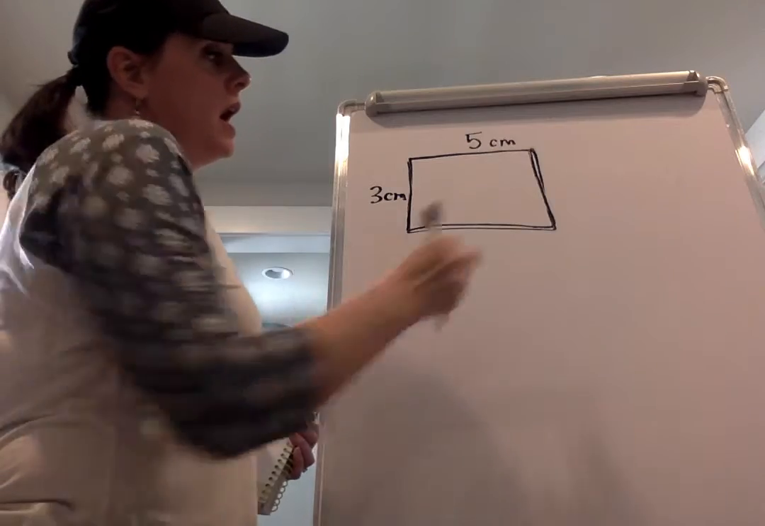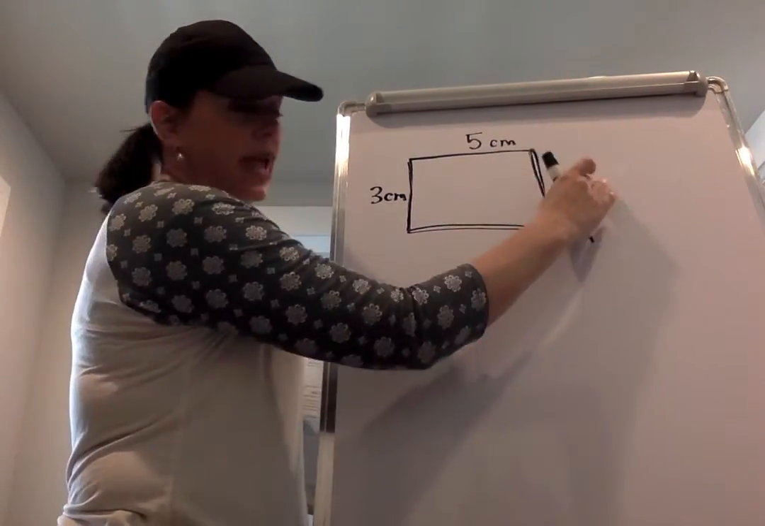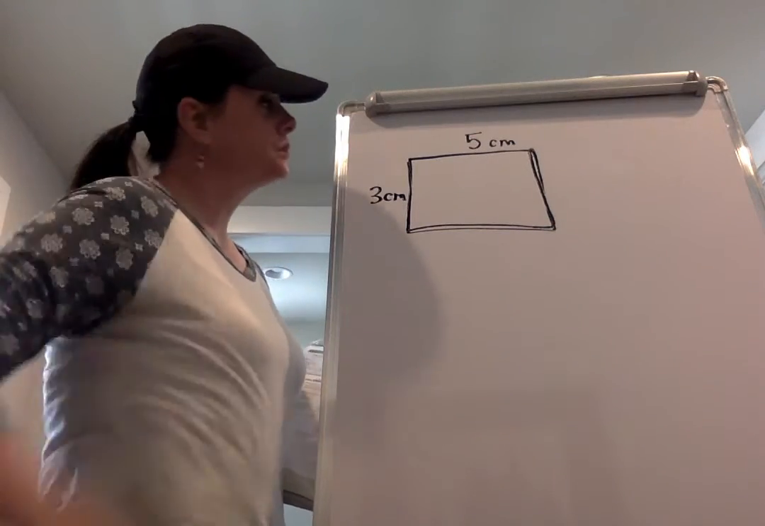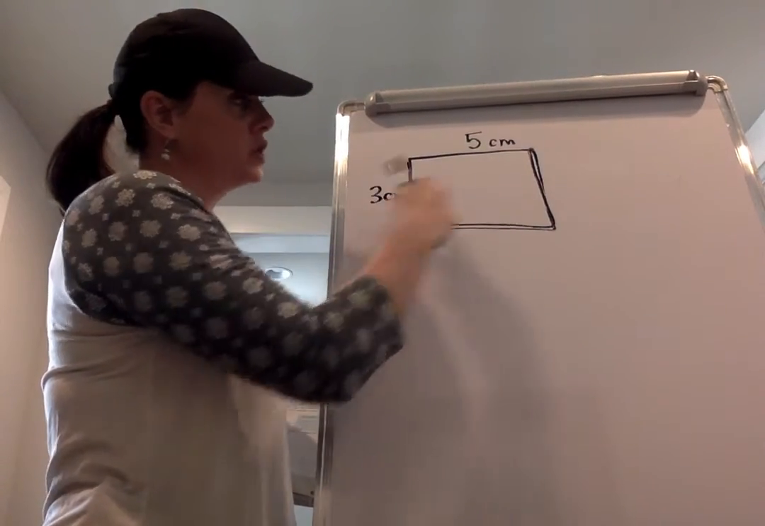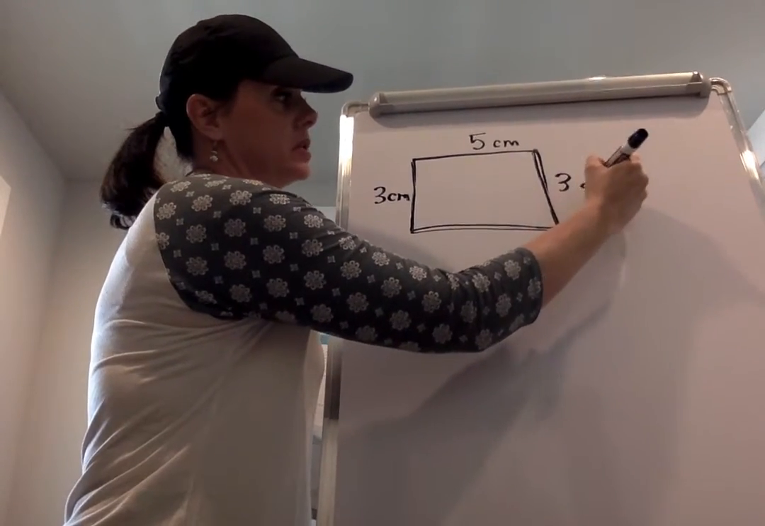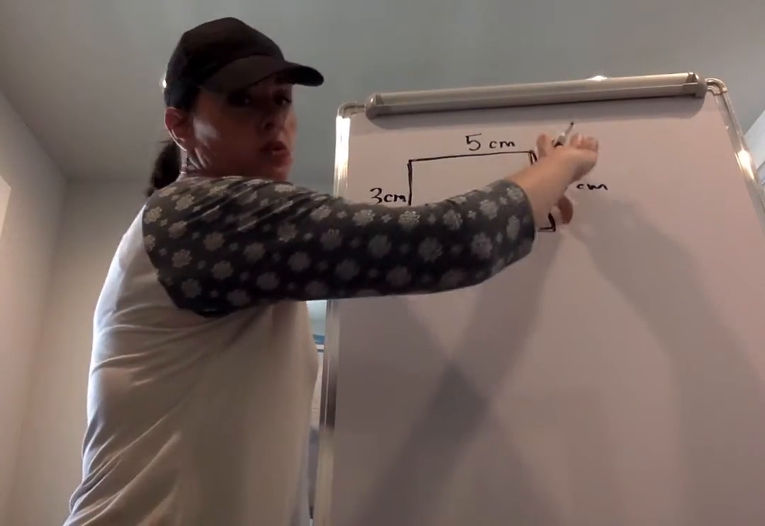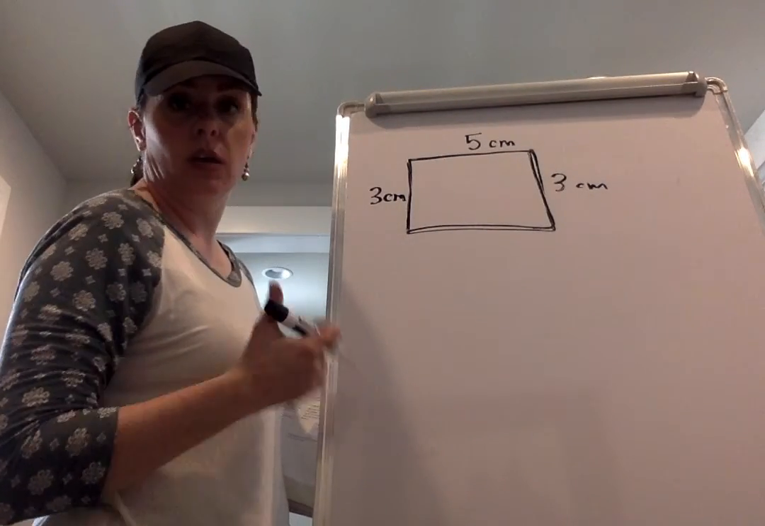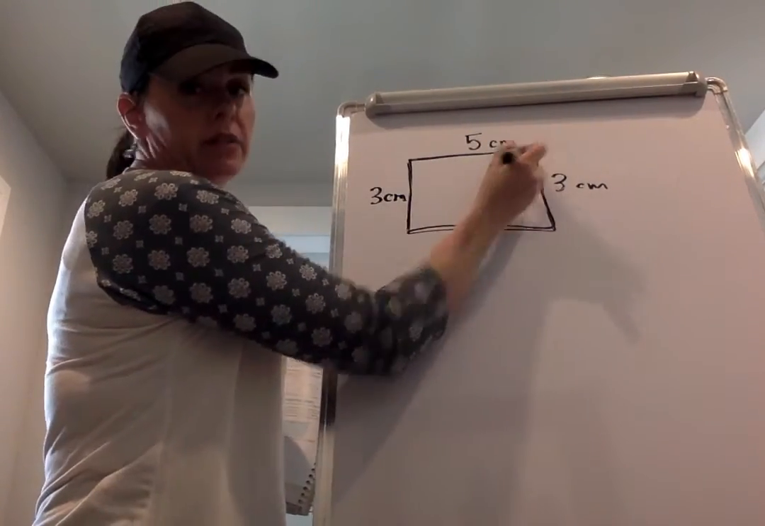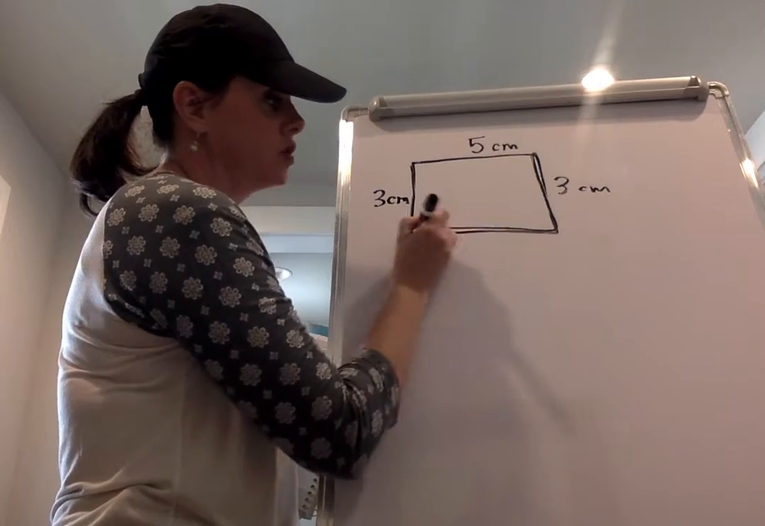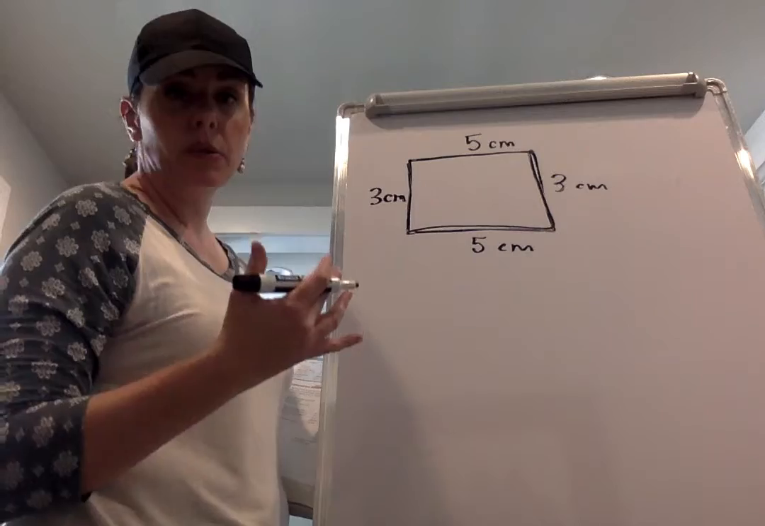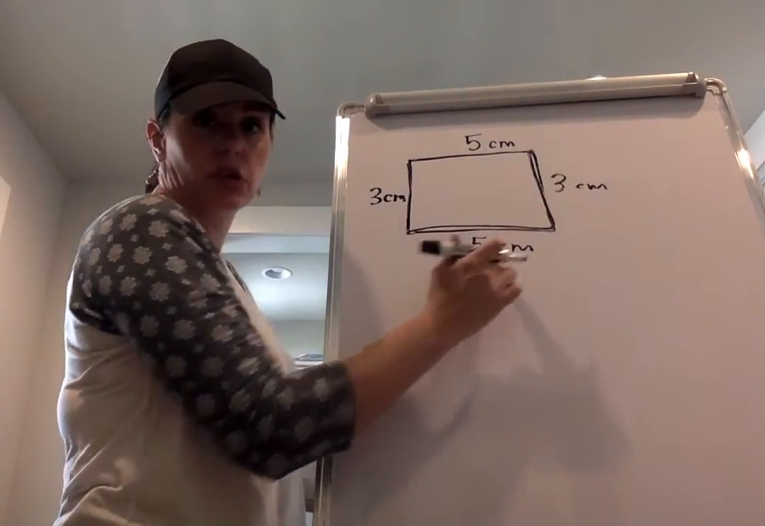Okay? These two are blank, but I can figure them out really easily. This measurement right here is 3, and this side right here also has to be 3 centimeters. These two sides have to be equal in order to make a rectangle. And if this measurement up here is 5 centimeters, then this measurement right down here also has to be 5 centimeters. So when I find the perimeter, I'm going to add up all of the outside measurements.